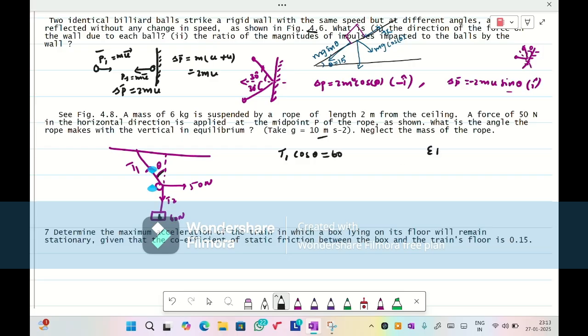Equilibrium means sigma Fx equal to 0 and sigma Fy equal to 0. In the x direction and y direction, the total force is equal to 0. Similarly, T1 sin theta is equal to 15 newtons. Therefore tan theta is equal to 5 by 6. Theta value is 0.27 degrees. 5 by 6, or tan inverse of 5 by 6, is enough. So this is the answer for this one.